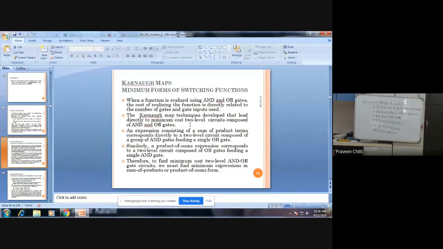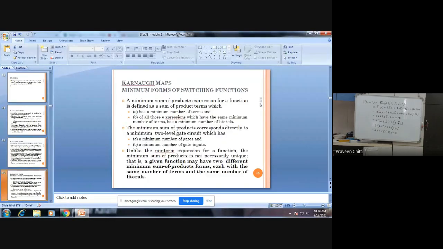Similarly, if you want minimum cost two-level OR-AND gate circuits, then you have to find the minimum expression using POS. Right? Now, how exactly the K-map can be used to obtain these minimum SOP expressions, that we'll study first. Then we'll see how the K-map can be modified to get the POS expression. So how can we get the minimum SOP expression using K-map?